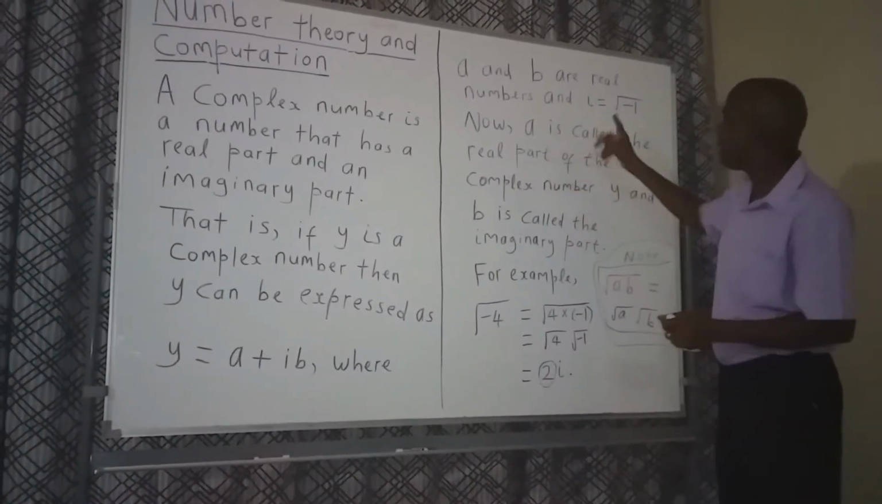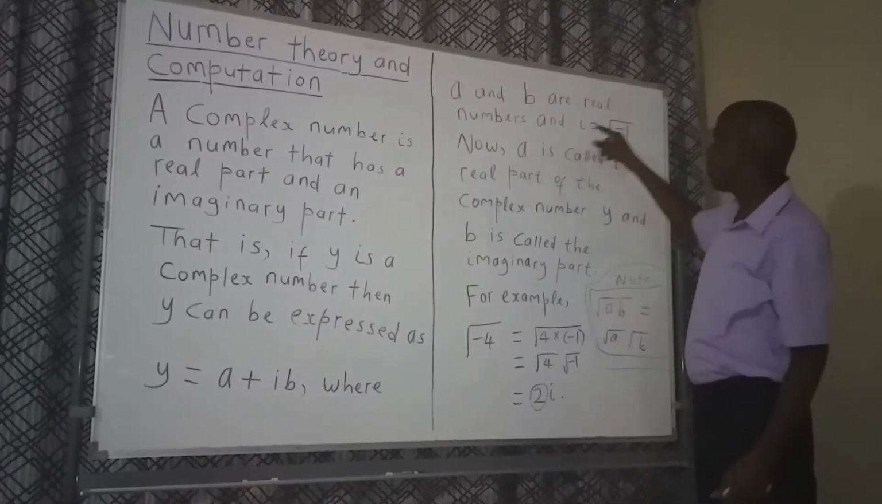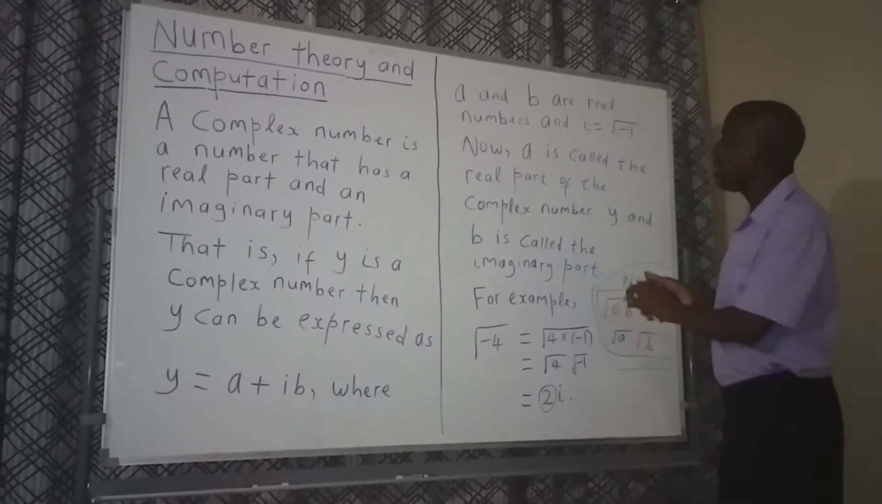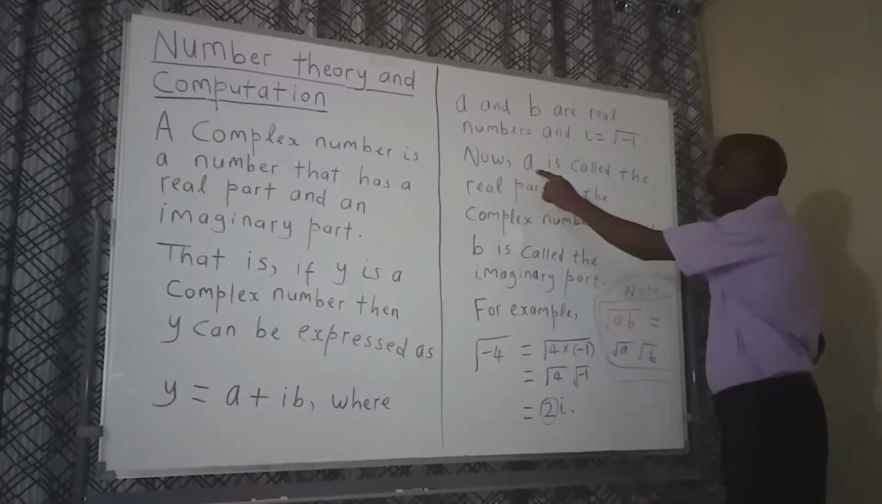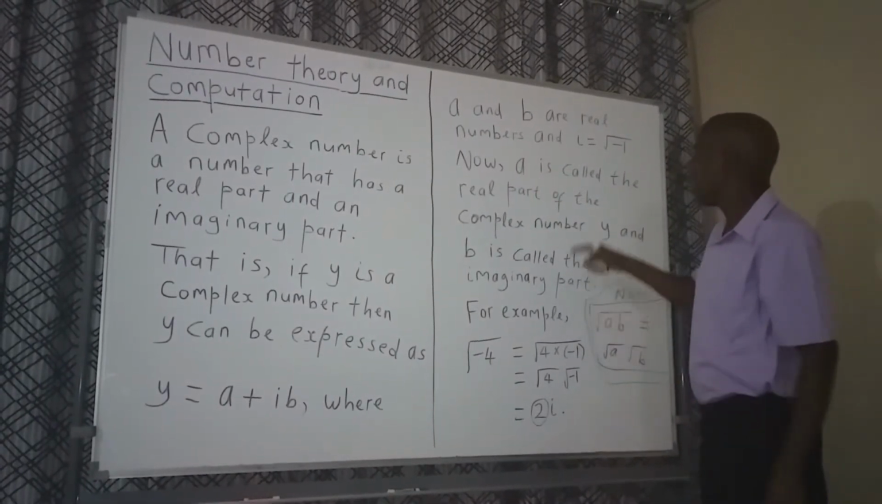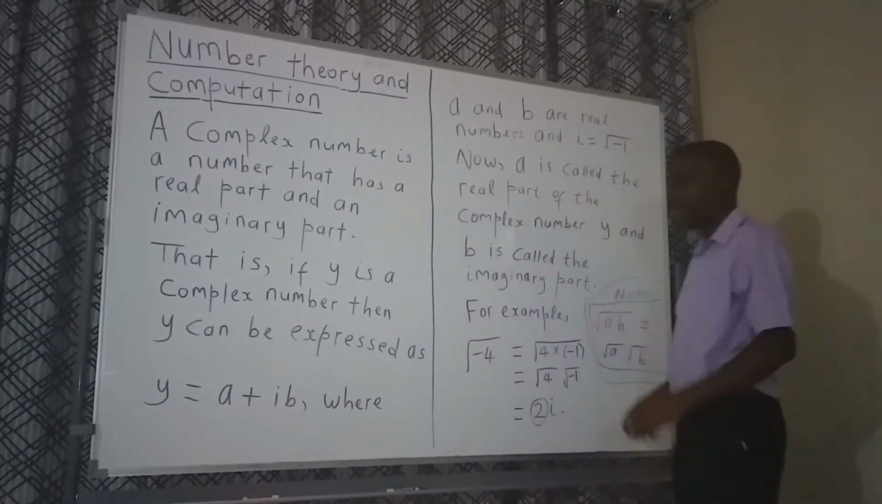So i is just the imaginary part, it's called, and of course we know the square root of -1 is what is called imaginary. It's not real. Now, a is called the real part of the complex number y, and b is called the imaginary part of the complex number y.